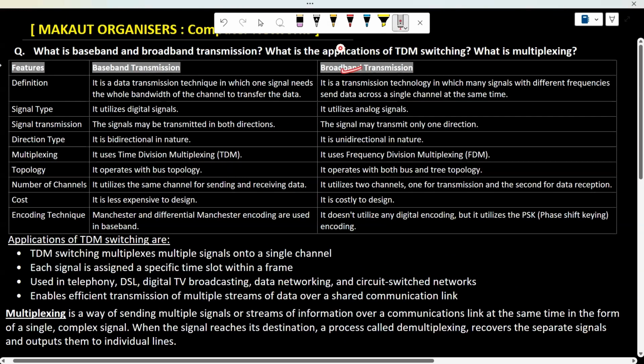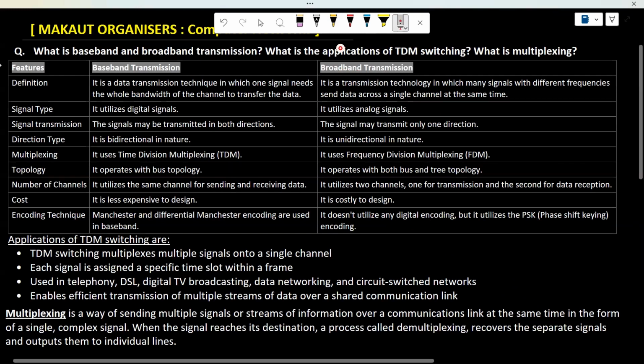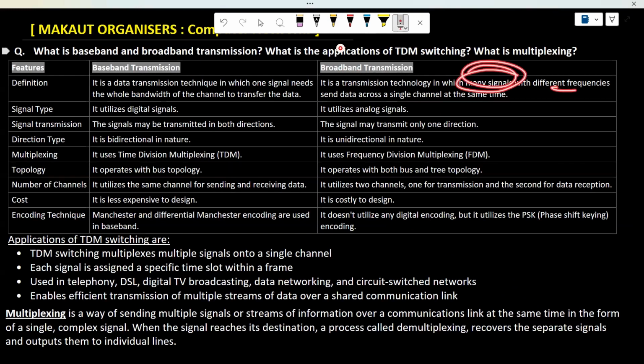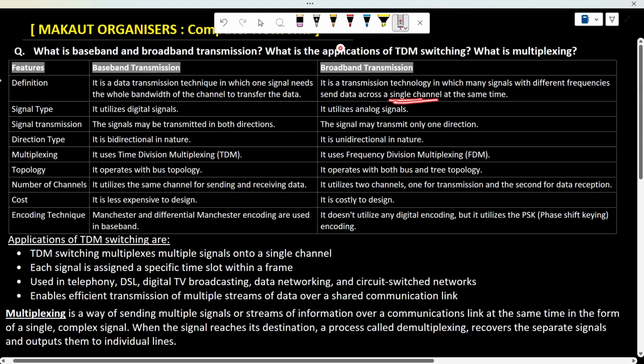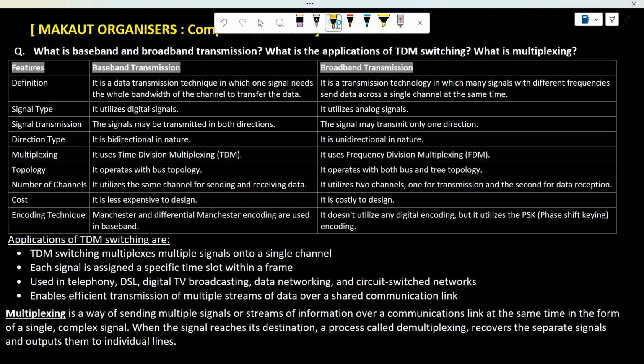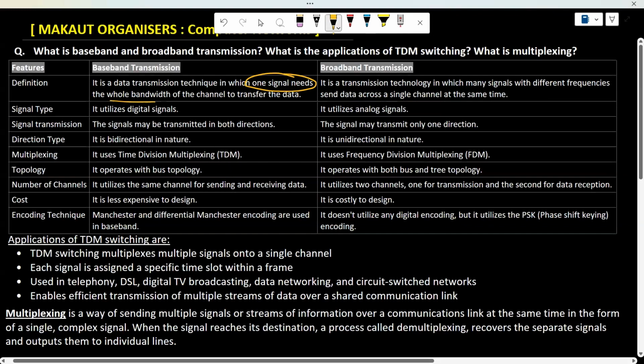And if we talk about broadband, it is a transmission technology in which many signals with different frequencies or wavelengths send data across a single channel at the same time. Just remember the keywords. Let me use the pen. So in this one, one signal uses the whole bandwidth. And in this, many signals with different frequencies or wavelengths send data across a single channel at the same time.